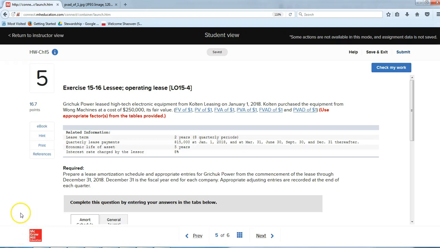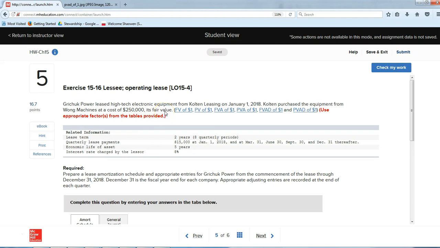Pre-check leases high-tech electronic equipment from Colton Leasing on January 1st, 2018. Pre-check is the lessee, Colton is the lessor. Colton purchased the equipment from Wong Machines at a cost of $250,000, which is its fair value.